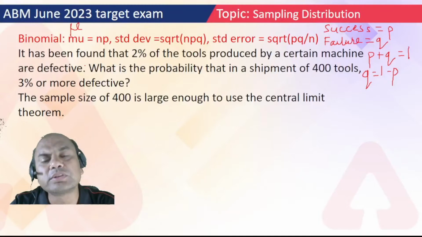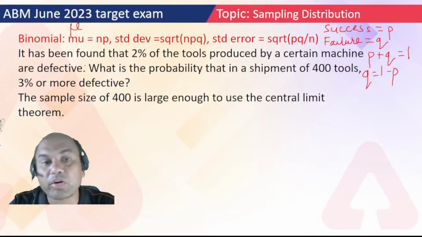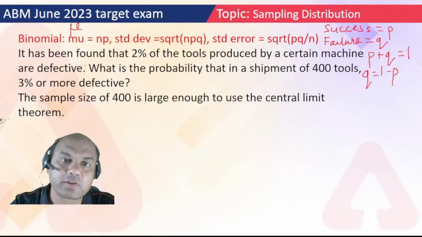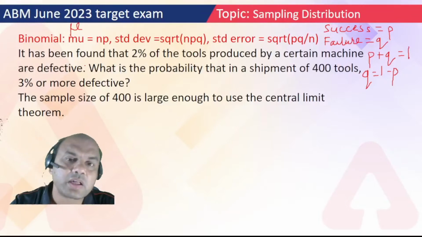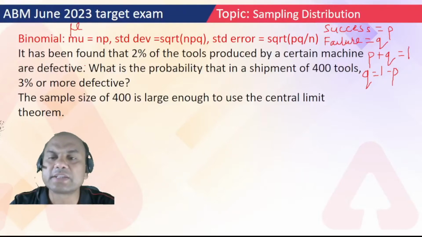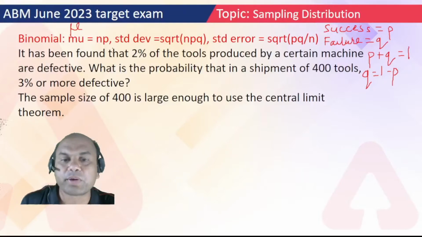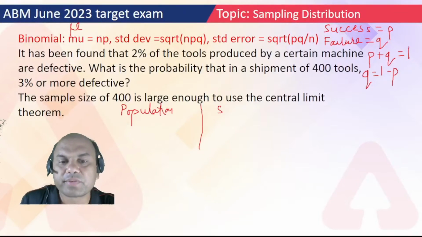Let's write these two parts over here. Always remember, there are two parts in this: one is the population and the second is the sample. What is given about the population? I don't know the population, it is infinite. But 2% are defective, so mu equals 2%. In the sample of 400, small n equals 400, and I want 3% defective. This is known as X bar.